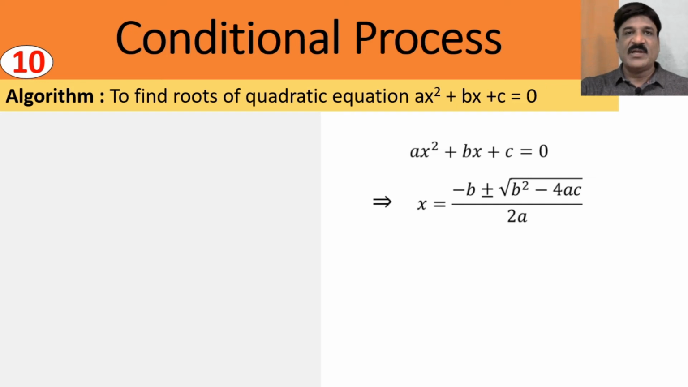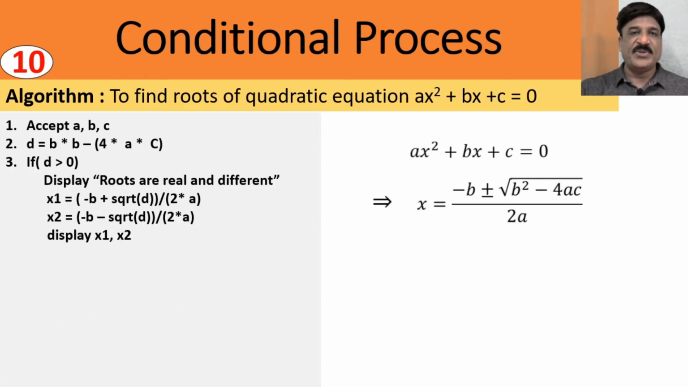So the first step will be what? Accept the coefficients, that is, a, b, c. Now, observe that we need to find b square minus 4ac thrice. So instead of that, we are storing the result of b square minus 4ac in a variable called d. Now check if d is greater than 0. If so, the roots are real and different. So there will be two roots.